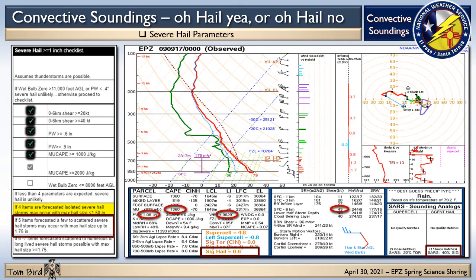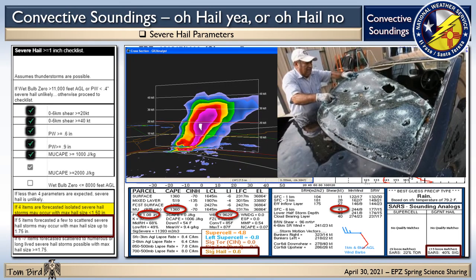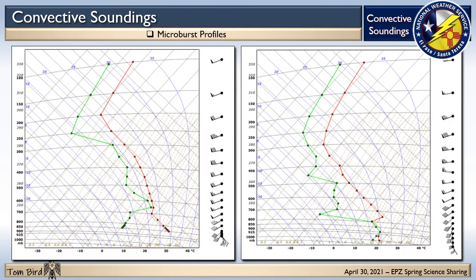And if you look over here at the bottom, we also had a little bit of signature there with SIG hail on both of the things. So we had some indication with this that there was potential for hail. And there's a cross section of a storm that day, and there's some hail damage that was produced.